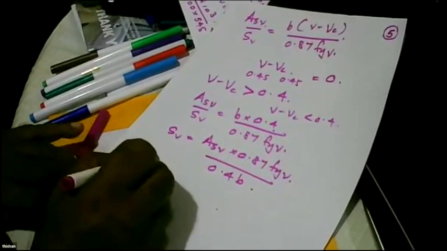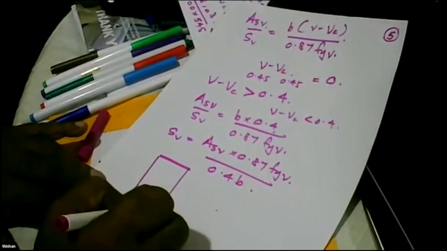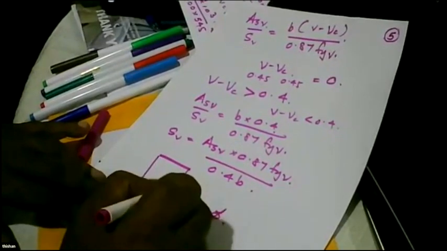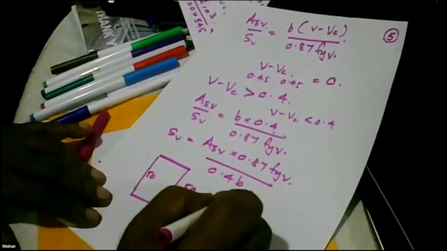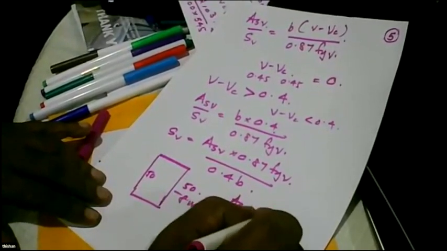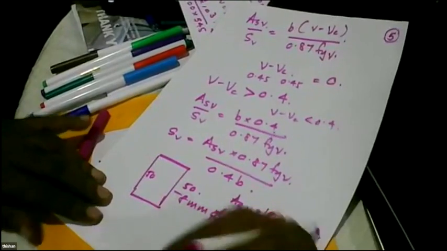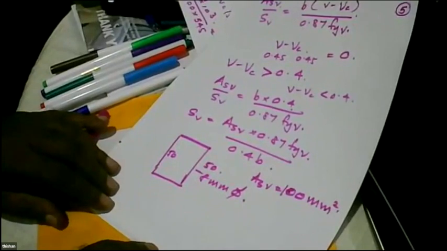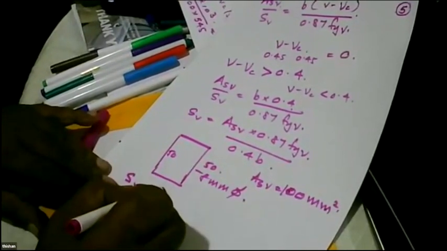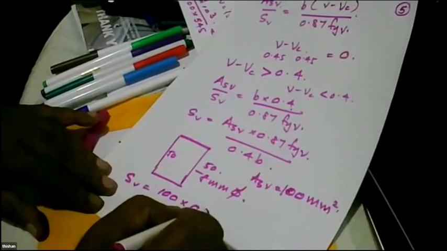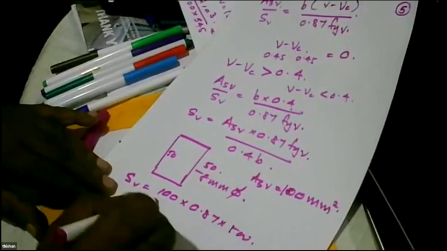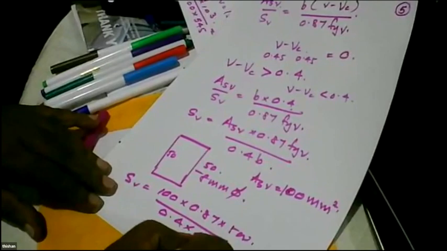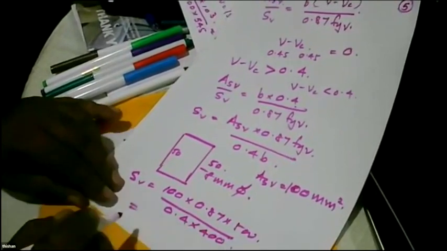And in this equation, ASV means you are using 8 millimeter bars. 50 here, 50 here. ASV means 100 millimeters squared. Got it? Yes, sir. When ASV is known, SV is equal to 100 times 0.87 into 500 divided by 0.4 multiplied by breadth 400. What is the answer?